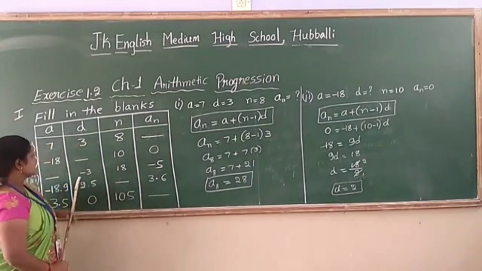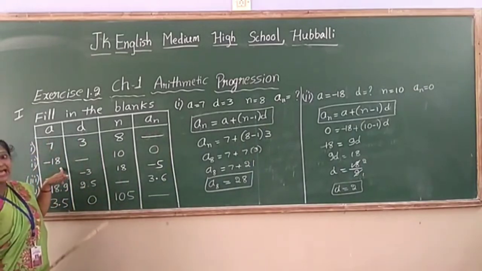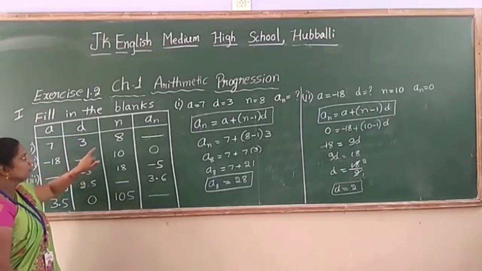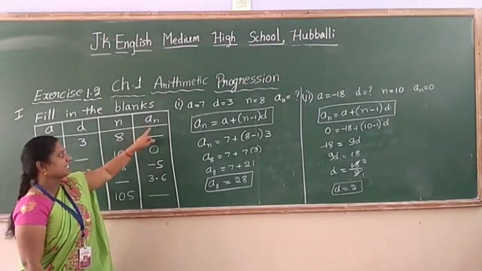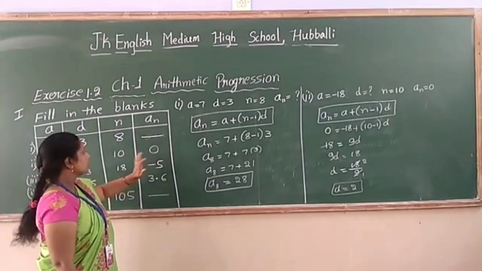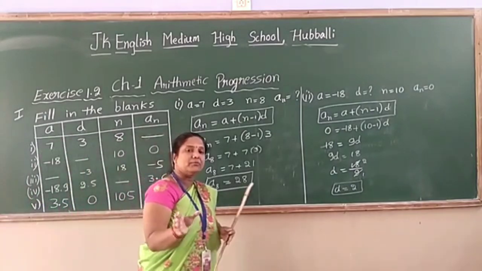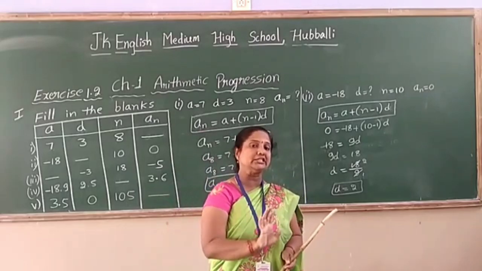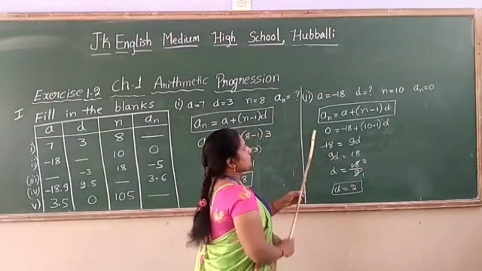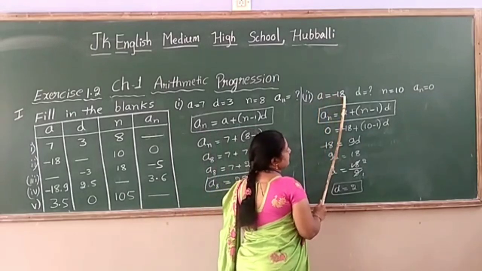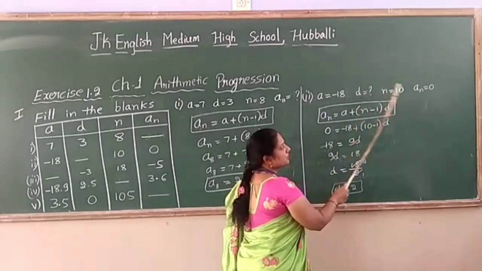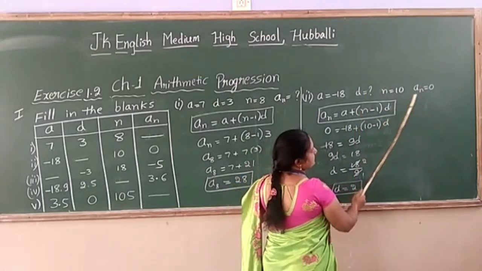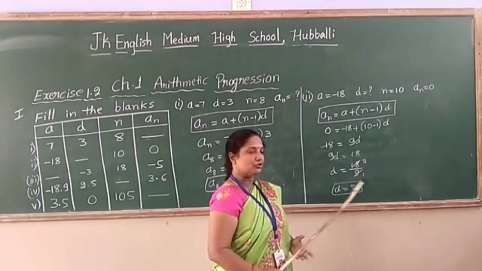The second question is, they gave A value as minus 18, D value blank, we have to find out D value, N value 10 and nth term is 0. So for this also I will use the nth term formula only, because here D value we don't know, the remaining 3 variables value we know. That is A value minus 18, D value we have to find out, N value they gave 10 and an is equal to 0. Nth term 0 they gave here.